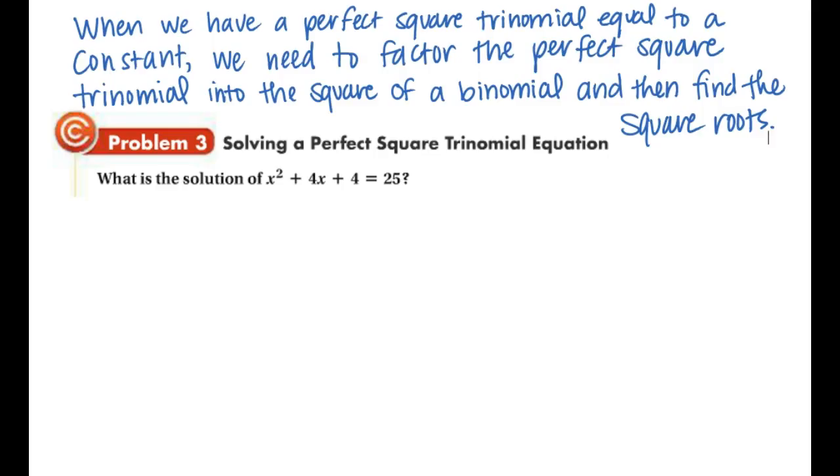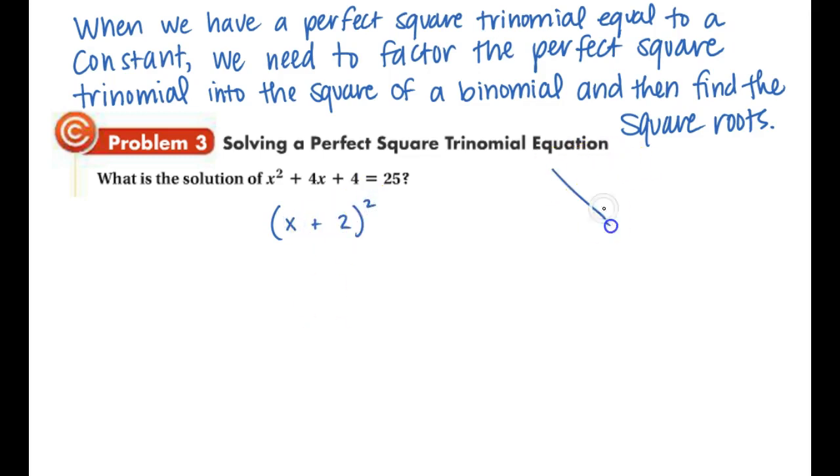Sometimes we're given a perfect square trinomial that is equal to a constant. If we are in this situation, we need to factor the perfect square trinomial into the square of a binomial and then find the square roots. So we're going to be using this process in example 3. We're given the quadratic equation x squared plus 4x plus 4 is equal to 25. You have noticed that this is a perfect square trinomial. So remember, for perfect square trinomials, you can take the square root of the first number and the last number and square that sum. So we have x plus 2 squared.